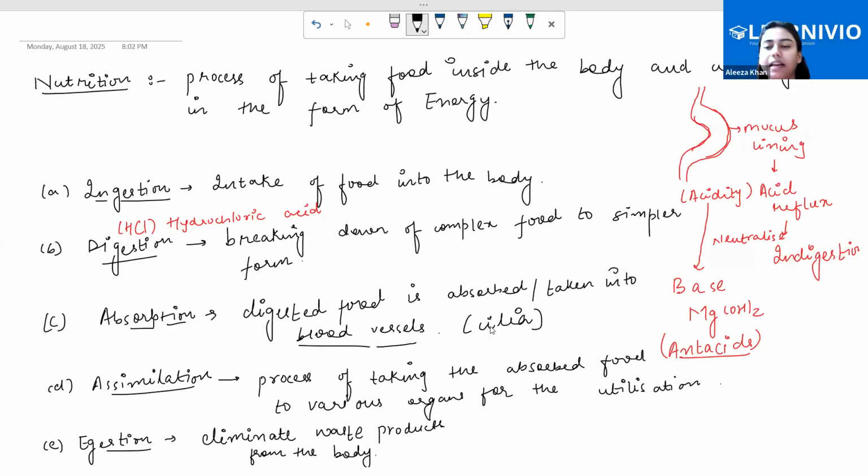Buccal cavity, right? We usually call it buccal cavity.